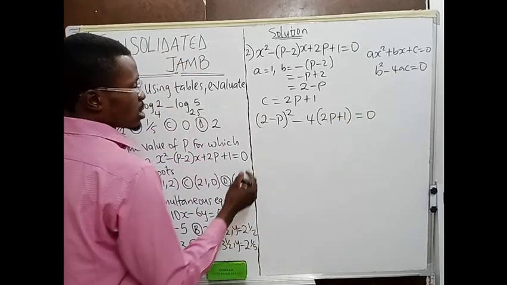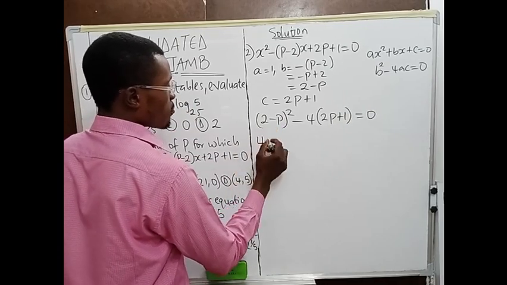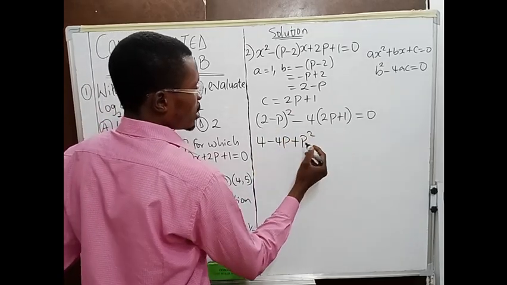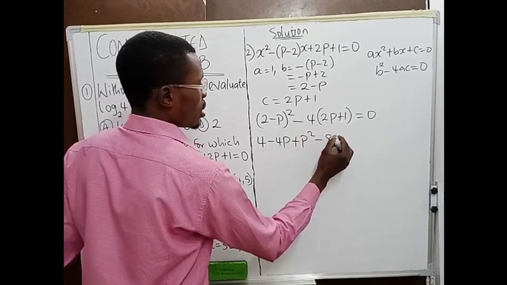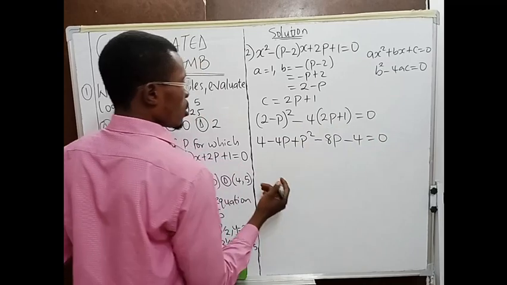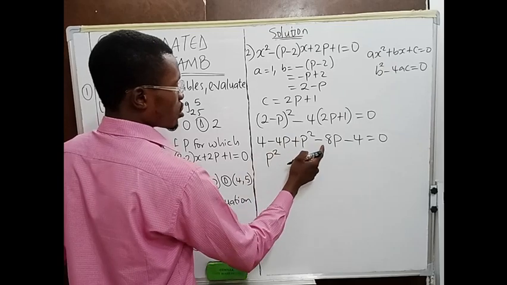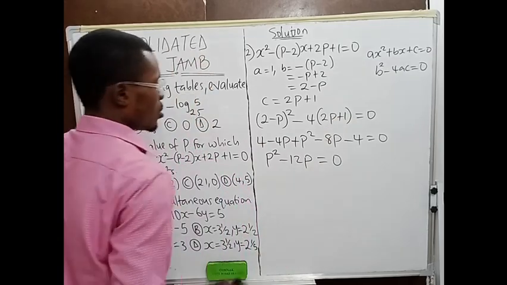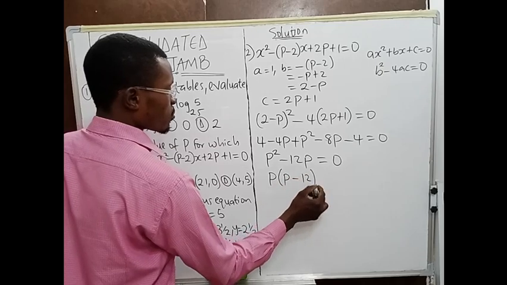We simplify this. We're going to have 4, 2 squared is 4, 2 times minus p is minus 4p, minus p times minus p is plus p squared. Expand this, you have minus 8p, minus 4 times 2p is minus 8p, minus 4 times plus 1 is minus 4, equals 0. Rearrange, you have p squared minus 4p minus 8p, which is minus 12p. 4 minus 4 is 0, equals 0. All right, factorize, you have p into p minus 12 equals 0.